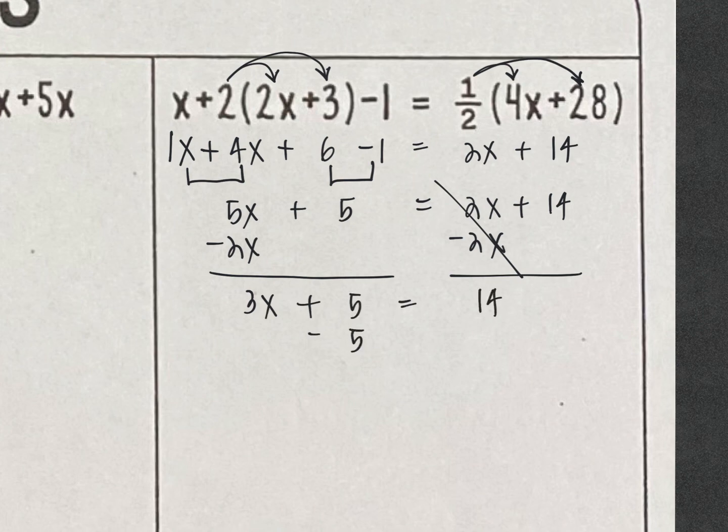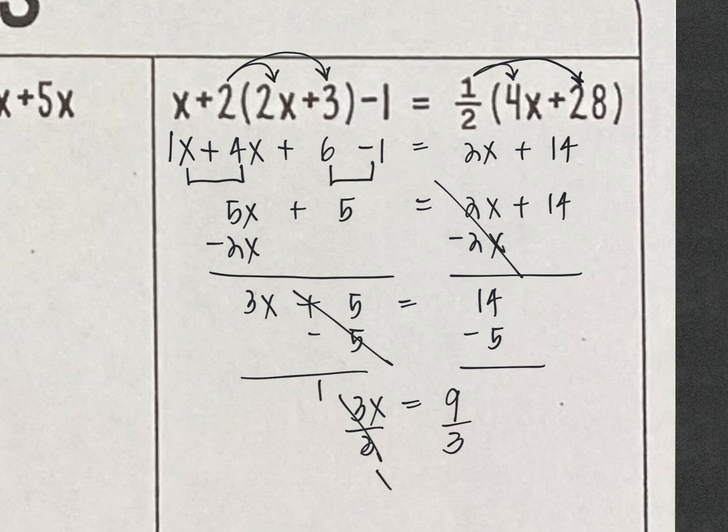Now we have to get rid of the 5, so we subtract it because it's positive. Positive 5 and negative 5 makes 0, so it cancels. 3x equals, and then 14 minus 5 is 9. We have to divide both sides by 3, so we get x by itself. 3 divided by 3 is 1. 1 times x is x, and 9 divided by 3 is 3.